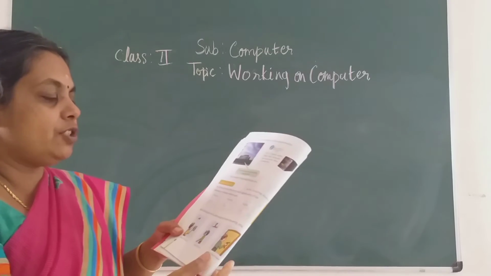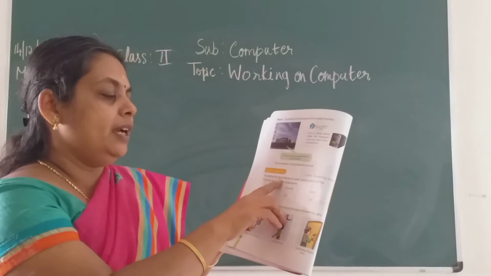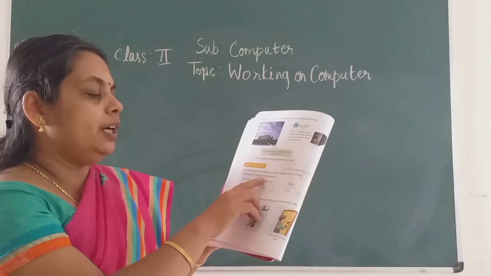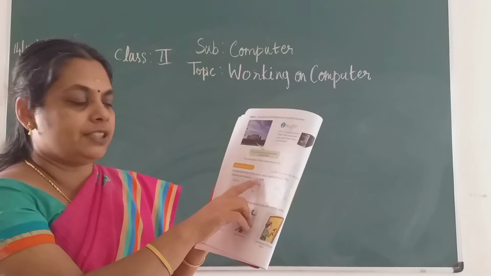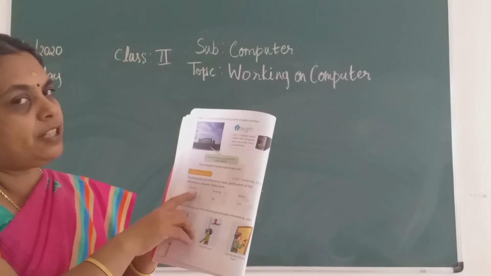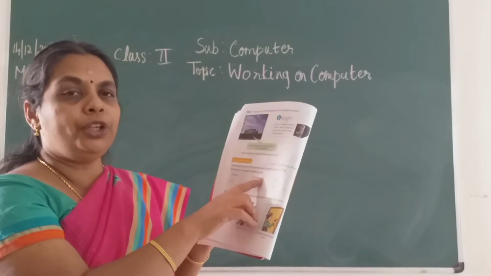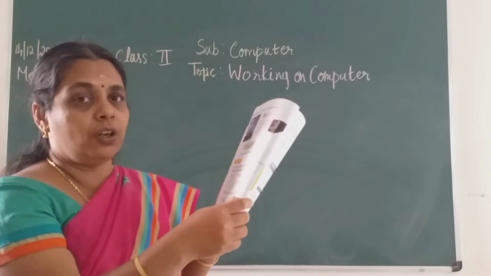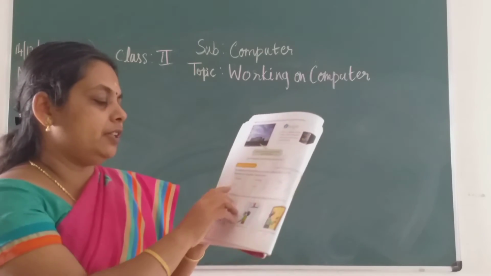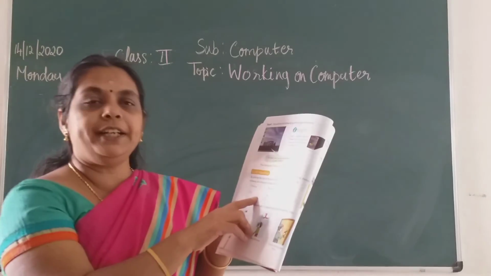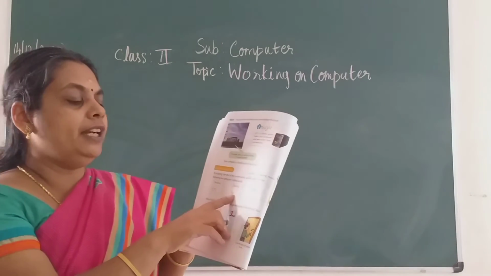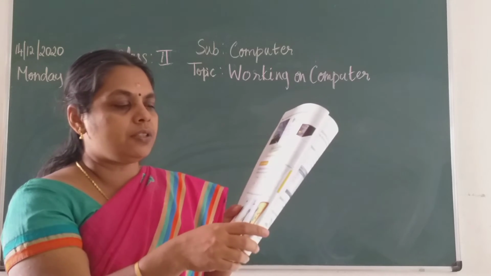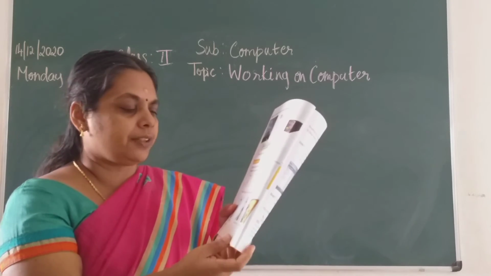Next one, let's have fun. By coloring the star of the correct word, identify which of the following are computer related words. Desktop is a computer related word. Booting is also a computer related word. Radio, it's not, so we will not color it. CPU is a computer related word. Then rat, rat is not a computer word. Fish is also not a computer word, children.